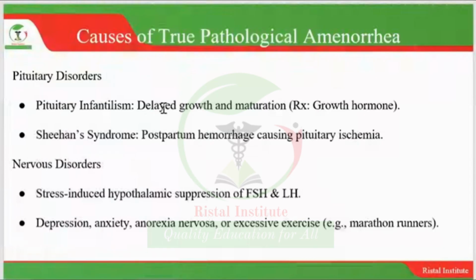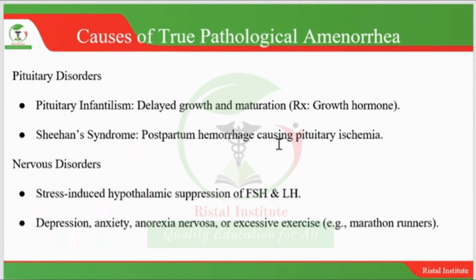Causes of true pathological amenorrhea continued. Pituitary disorders, pituitary infantilism. Here, this refers to delayed growth. This can be corrected by use of growth hormone. Then Sheehan's syndrome. This can happen if the mother bleeds a lot during the postpartum period, and it can lead to pituitary necrosis. The pituitary gland will not be supplied with enough blood and oxygen, and as a result, it can die off.